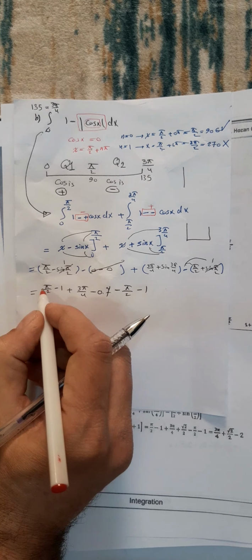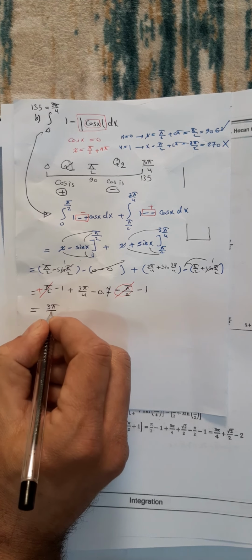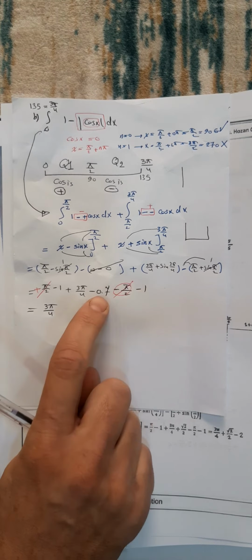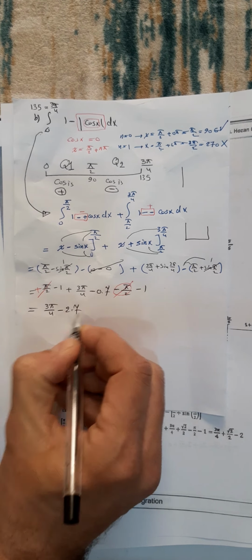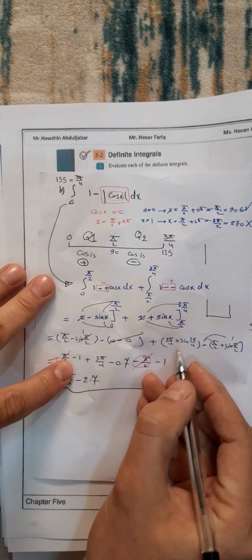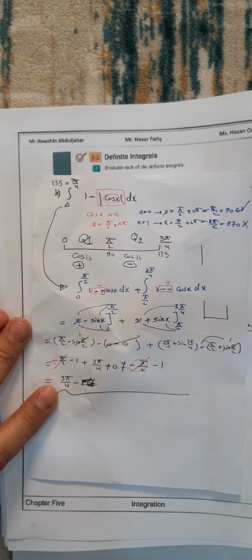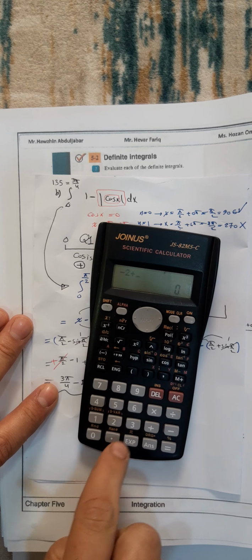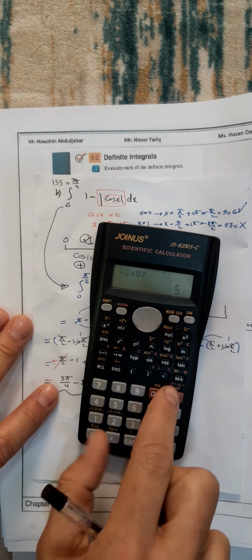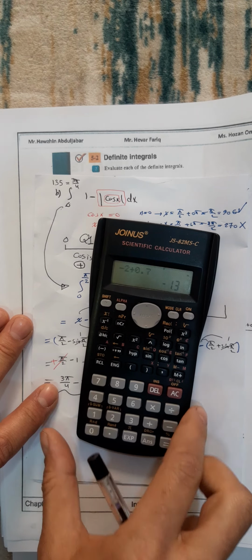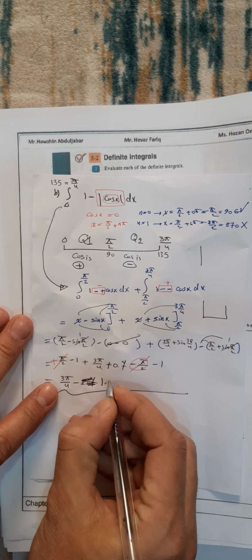So pi over 2 positive with pi over 2 negative cancel, and we have 3 pi over 4 minus 1 minus 1 minus 2 plus 0.7. Sorry, this is positive, not negative: minus 1 minus 1 is minus 2, plus 0.7, which is equal to minus 1.3.